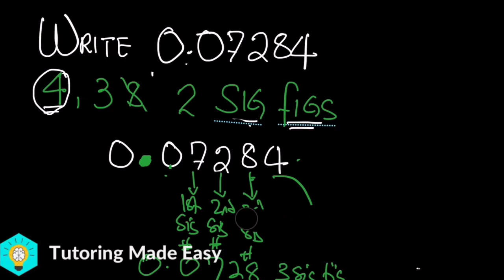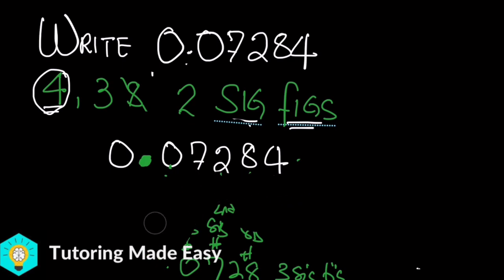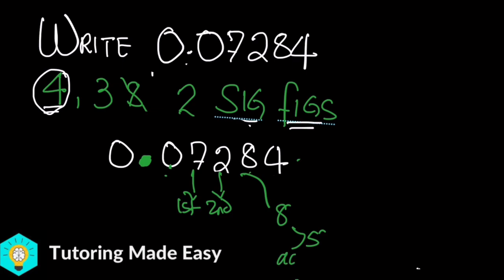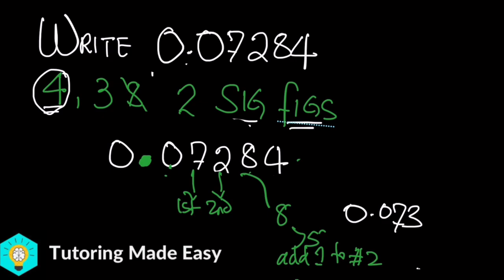Now, what about 2 significant figures? We still identify this as our first, this is our second significant number, and the number right after the second significant number is 8, which is greater than 5. So we're going to add 1 to the number 2. When we do that, our answer becomes 0.073, meaning that we've converted that to 2 significant figures.